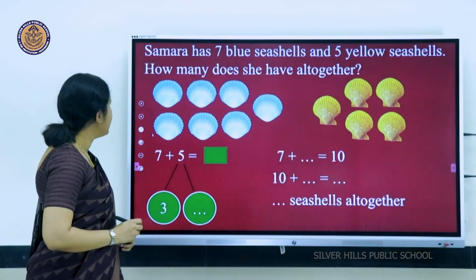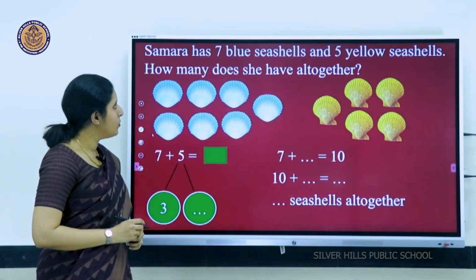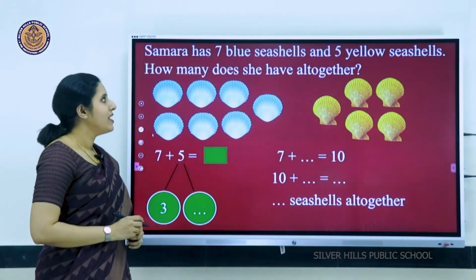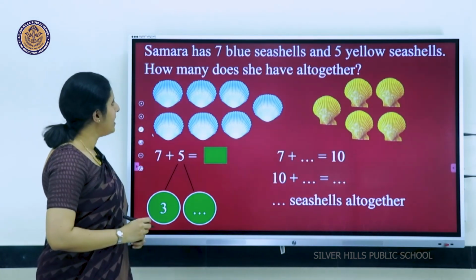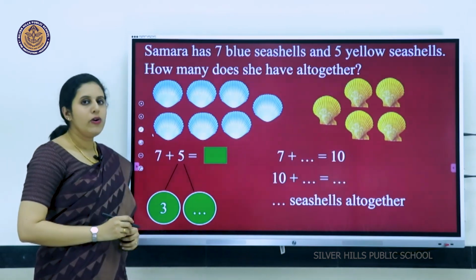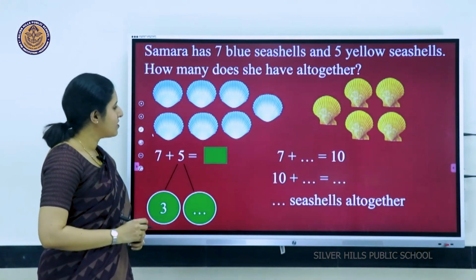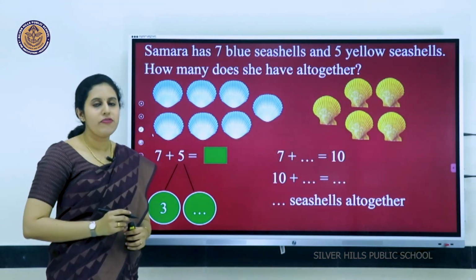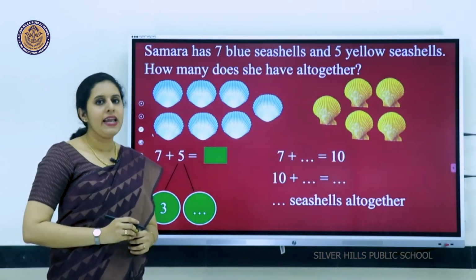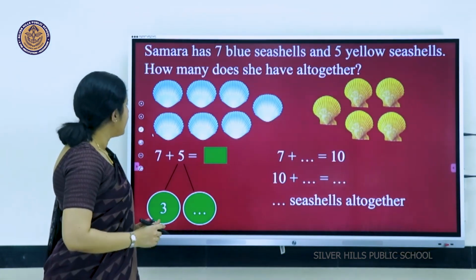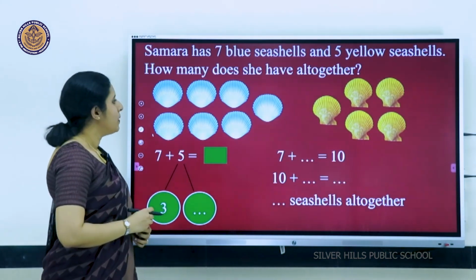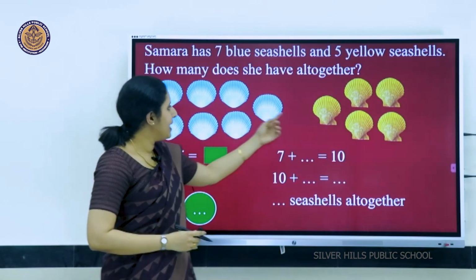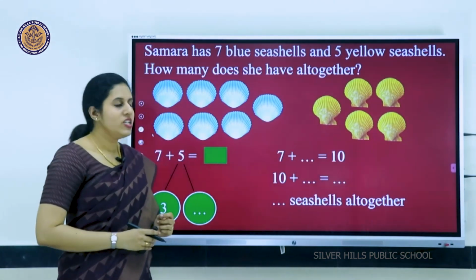Let's see the question. Samara has 7 blue seashells and 5 yellow seashells. How many does she have altogether? So, the question here is to find the total number of seashells by adding them. As it is given in the question, there are 7 blue seashells and 5 yellow seashells.